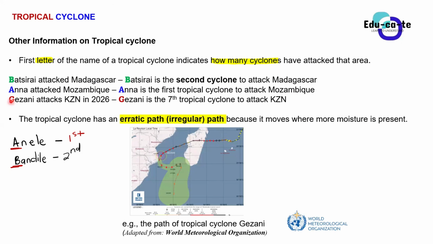This is tropical cyclone Gezani. Not for this year, to be specific, but for this day in time. Right now, it is affecting us in KZN in 2026. On the 15th of February, at the present moment, people are crying because of tropical cyclone Gezani. So this G, the first letter of the name Gezani, tells us that this is the 7th tropical cyclone to attack KZN, because G is the 7th letter in the alphabet.